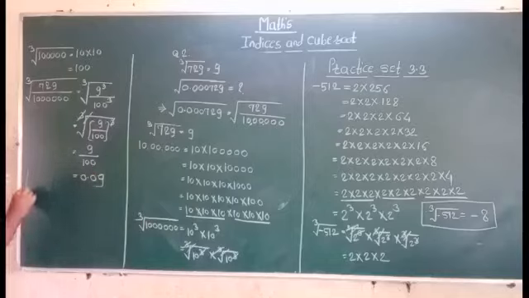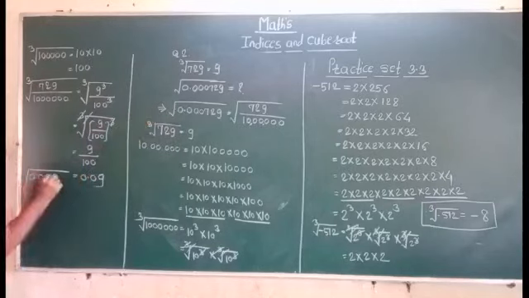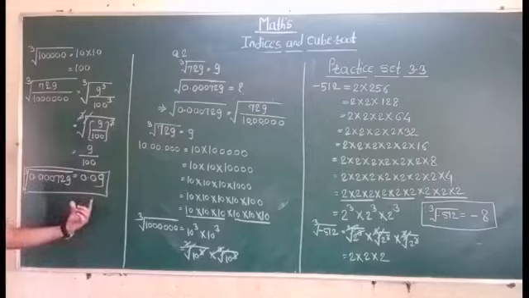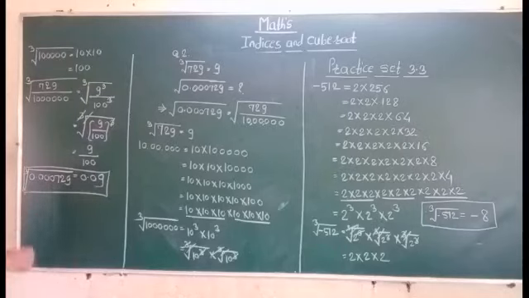So we have easily found that the cube root of 0.000729 is 0.9. So we have easily found the cube root of 0.000729 is 0.9.